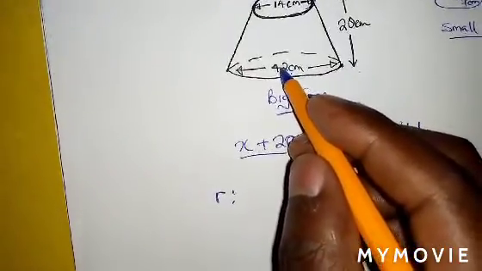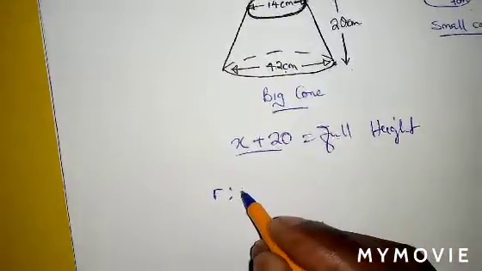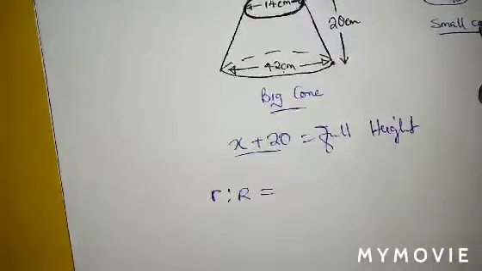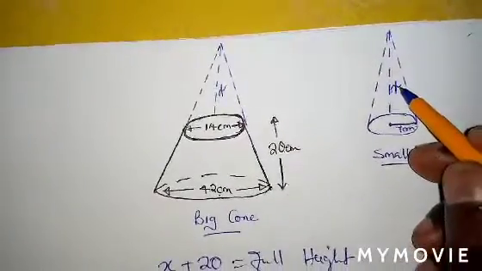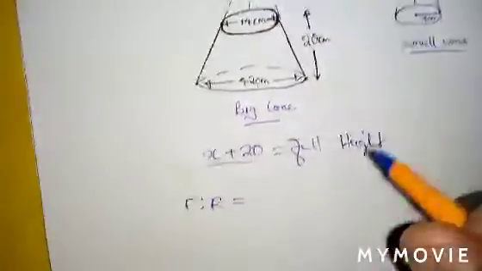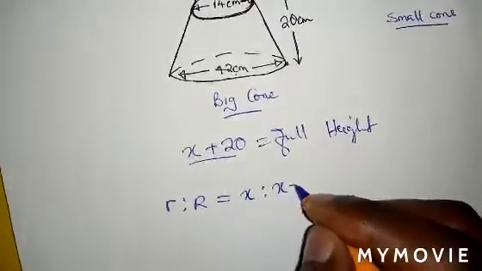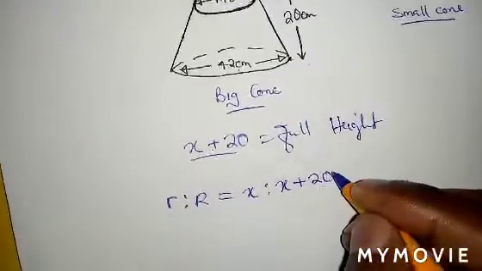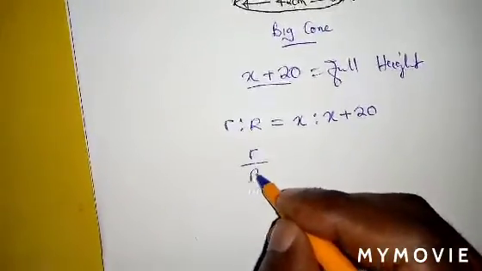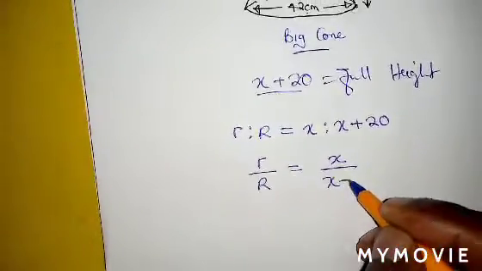So 42 divided by 2 will be 21. That is equal to the height of the small cone to the height of the big cone. Therefore, this will now be expressed in ratio form as R over capital R is equal to x over x plus 20.